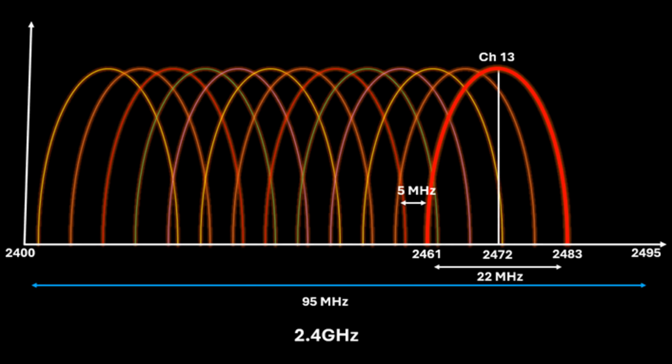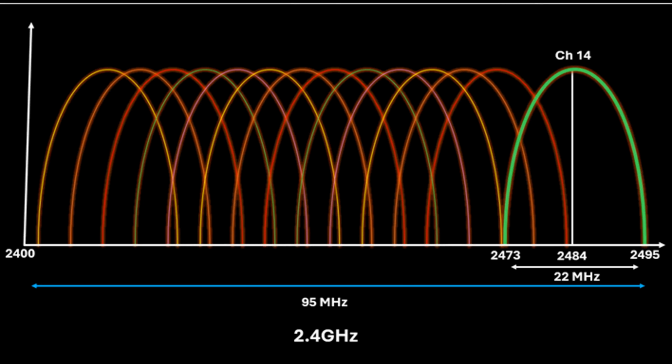Channel 13, frequency ranges from 2461 MHz to 2483 MHz with center frequency at 2472 MHz. Channel 14, frequency ranges from 2473 MHz to 2495 MHz with center frequency at 2484 MHz.